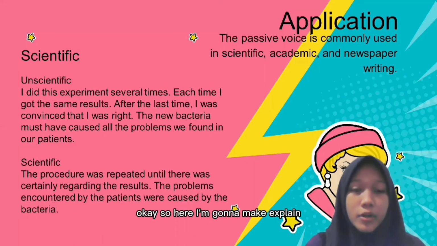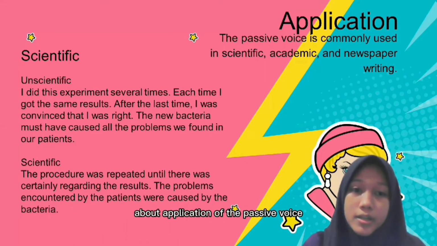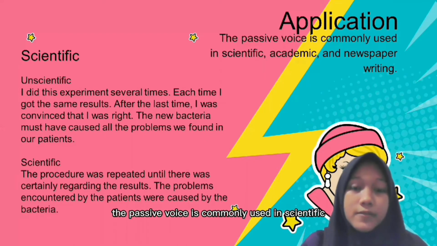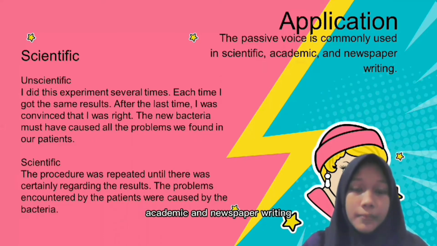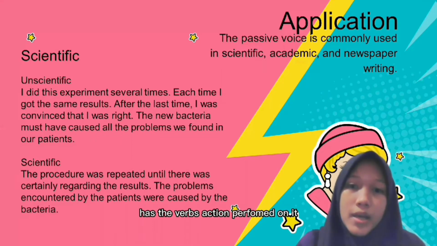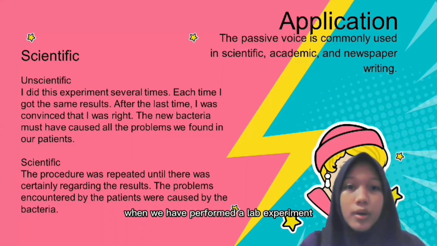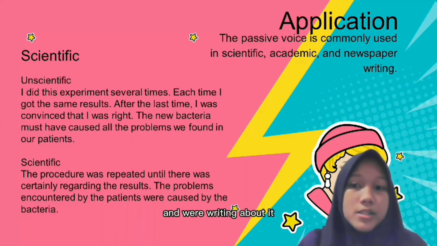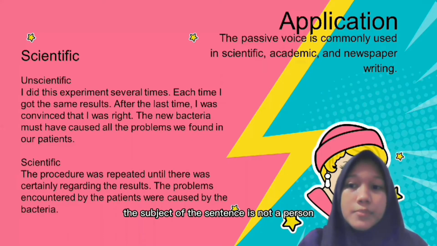Okay, so here I'm going to next explain about the application of the passive voice. The passive voice is commonly used in scientific, academic, and newspaper writing. In passive voice, the subject of the sentence has the verb's action performed on it. When we have performed a lab experiment and we're writing about it, in passive voice, in general, the subject of the sentence is not a person. In scientific writing, the person or object performing the action is usually removed.